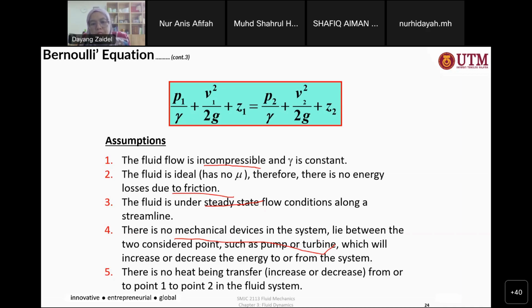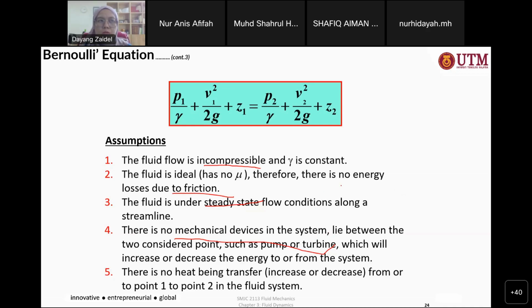So for Bernoulli, there is no pump, no turbine, no losses. We assume that, and no heat transfer from point 1 to point 2. So that is the Bernoulli equation, the simplest one. After this, when we go to the energy equation and the momentum equation, there will be more elements to be included.